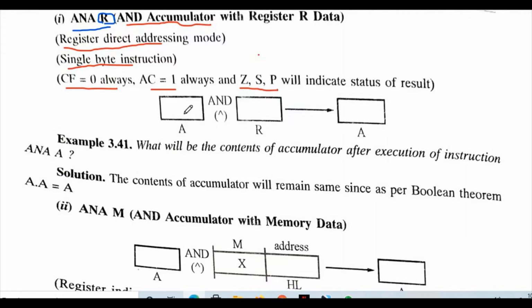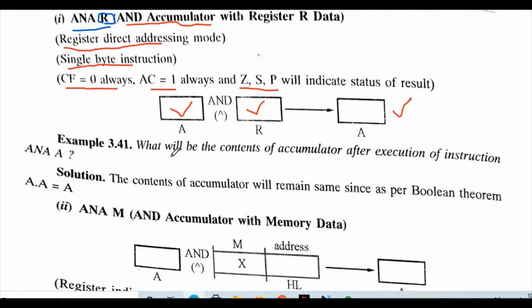This diagram shows the operation. First data the microprocessor will take from the accumulator. Second data the microprocessor will take from the given register R along with the instruction. And after ANDing, the final result is stored in the accumulator. So this is ANA R. So now let us do an example.